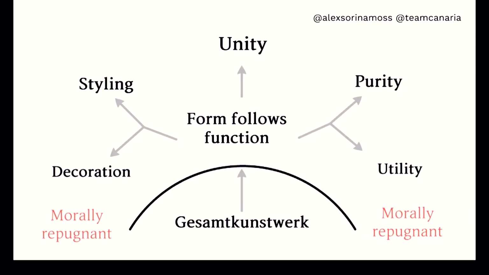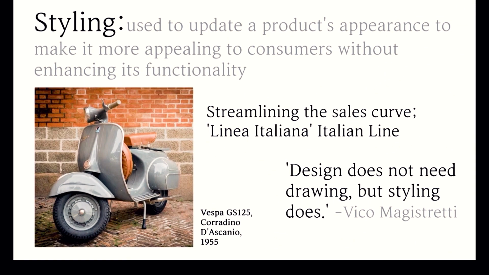So let's go back to our design morality roadmap and take a closer look at styling. Styling occupies a really interesting space between decoration and unity. It's fundamentally a commercial concept concerned with aesthetics, but it doesn't completely ignore the practical elements of objects. Styling is defined by being a practice of updating a product's appearance to make it more appealing to consumers, but without enhancing its functionality. This is especially true in the design of household objects and consumer electronics.